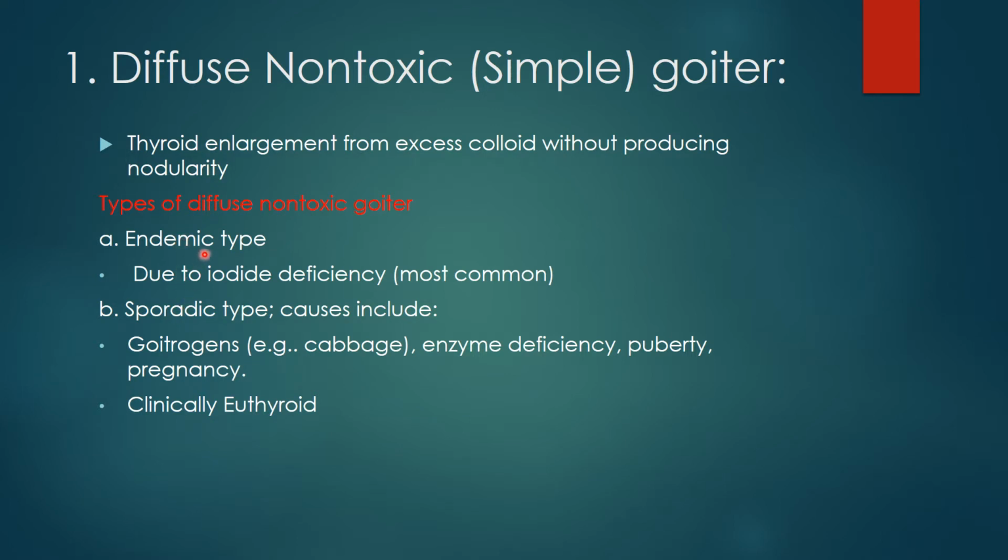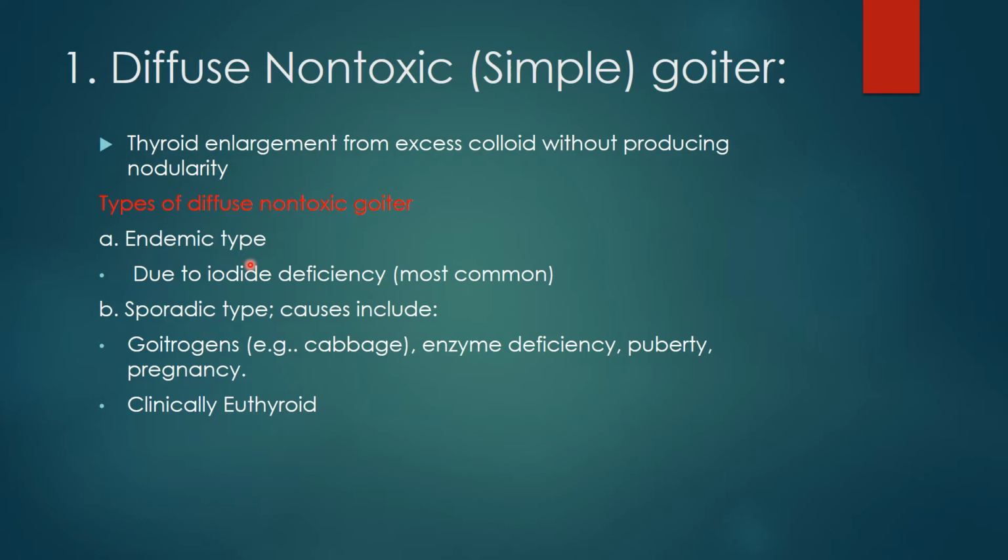It is of two types. One is the endemic, the other is the sporadic. This division is based on the presentation of the goiter. Endemic means it is regularly found in a particular area, with mostly 10% of the population affected by this. It is called the endemic type. This type usually occurs due to iodine deficiency, and it is the most common type of the diffuse non-toxic goiter.